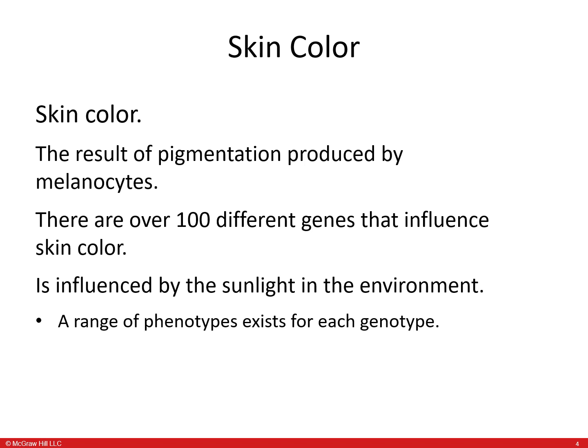Skin color, the result of pigmentation, is produced by melanocytes, which are specialized cells that make pigment. There are over 100 different genes that influence skin color, and the environment also plays an important role when it comes to skin tone. A range of phenotypes exists for each genotype.